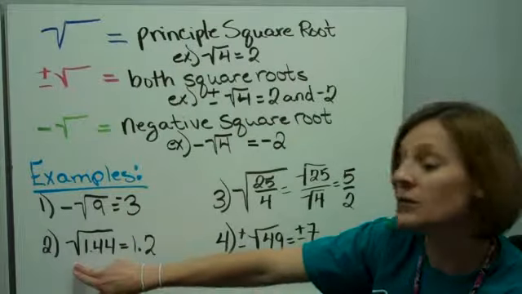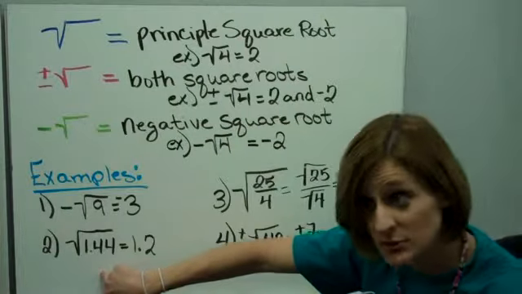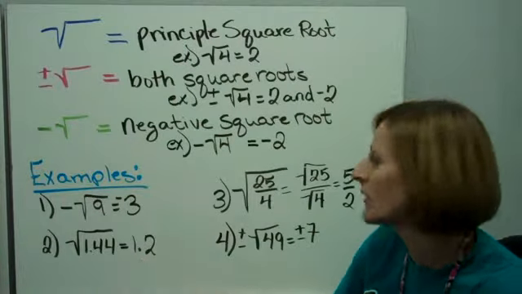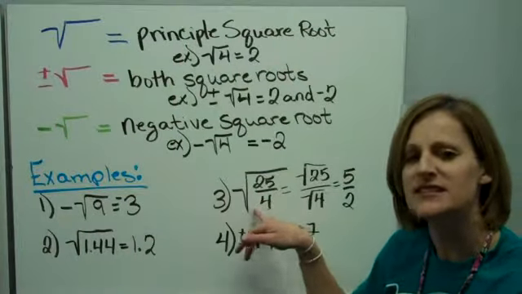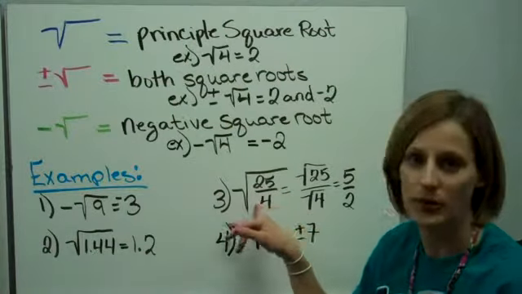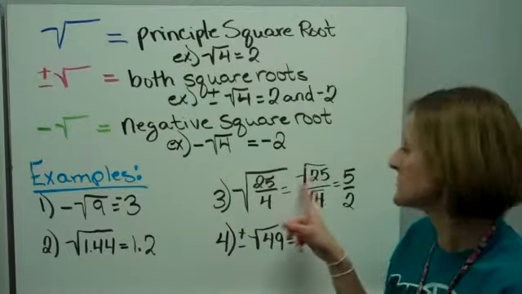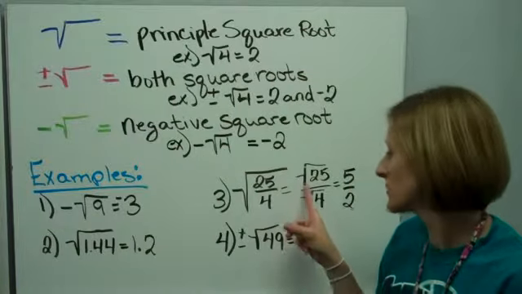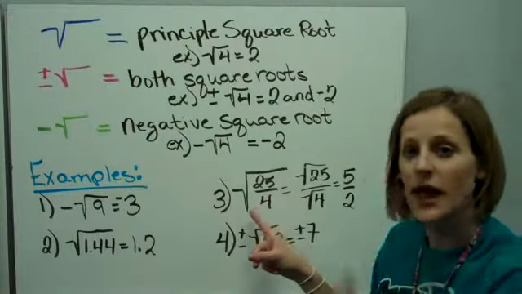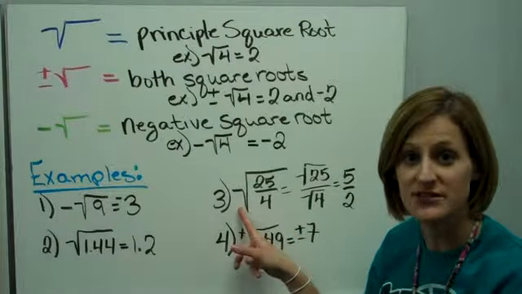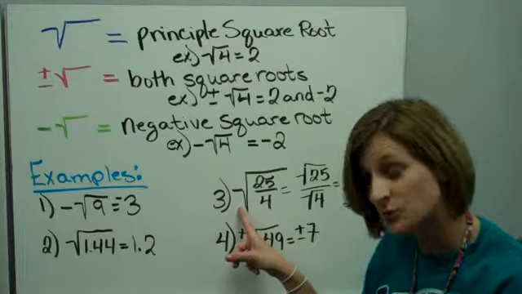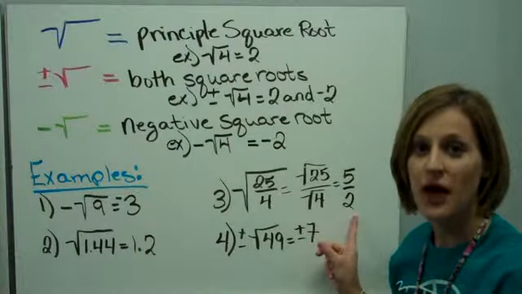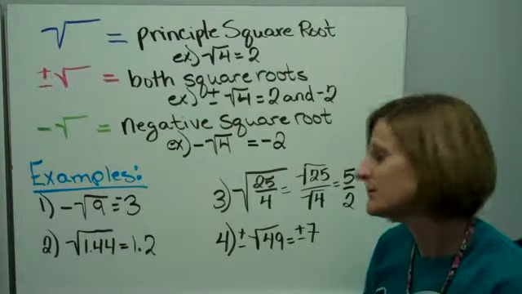If you just have the square root of 1.44, it wants the principal square root, which is the positive root, and that's 1.2. Now, if you have a fraction like the square root of 25 over 4, what this is saying is the square root of 25 over the square root of 4. You take the square root of each number, and notice we had no negative or positive sign outside of the radical, so it's the principal root. The square root of 25 is 5, and the square root of 4 is 2. And your answer is going to be 5/2.